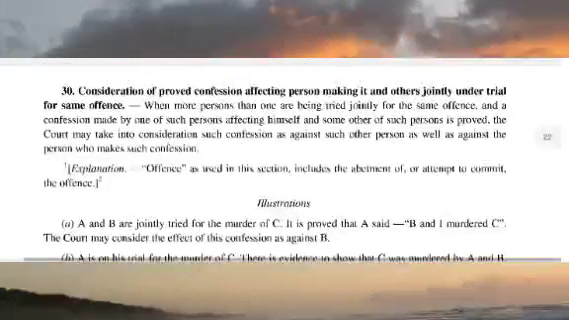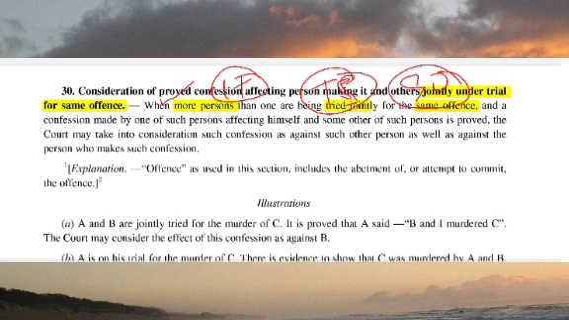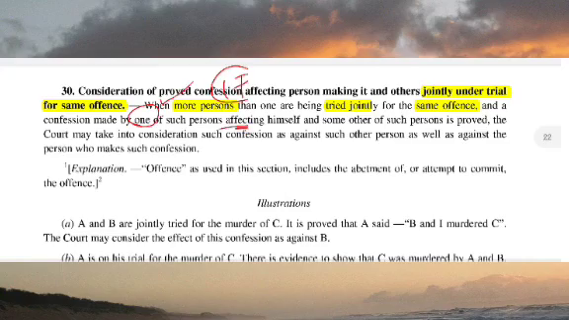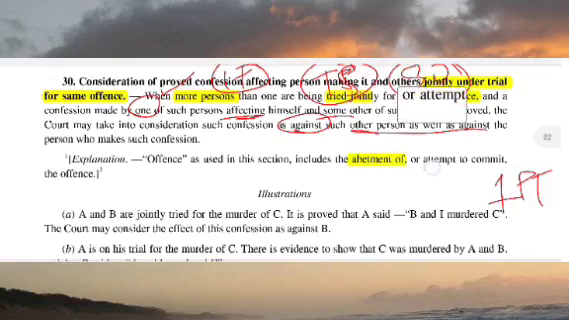That's enough. Consideration of proved confession affecting the person making it and others jointly under trial for the same offense. When more persons than one are being tried jointly for the same offense, there are three conditions: one plus person, tried jointly, for the same offense. If any one of such persons makes a confession affecting himself and some other person and it is proved, the court may take into consideration that confession against such other person as well as against the person who makes it. An offense includes abetment and attempt, both abetment as well as attempt.